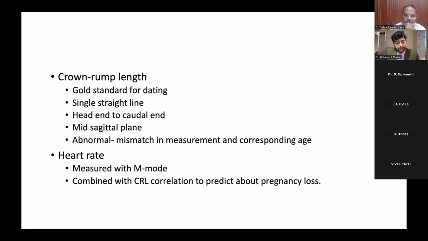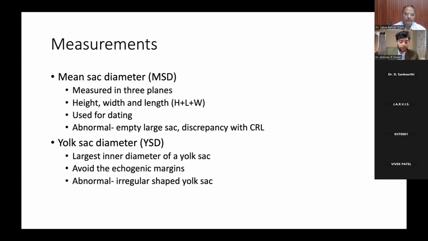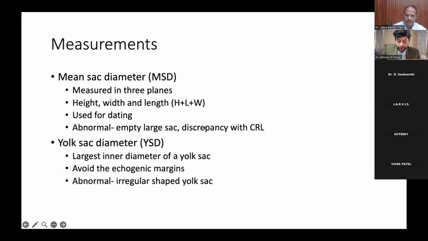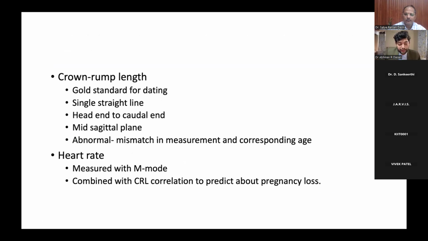Crown rump length is the gold standard for dating of a pregnancy. It is a single straight line from head end to caudal end. So this is called the head end, and this is the caudal end. We take the measurement like this, so it becomes the crown rump length. With that, we correspond the days or weeks of the pregnancy. An abnormal finding is a mismatch between the measurement and the corresponding days or weeks of the pregnancy.